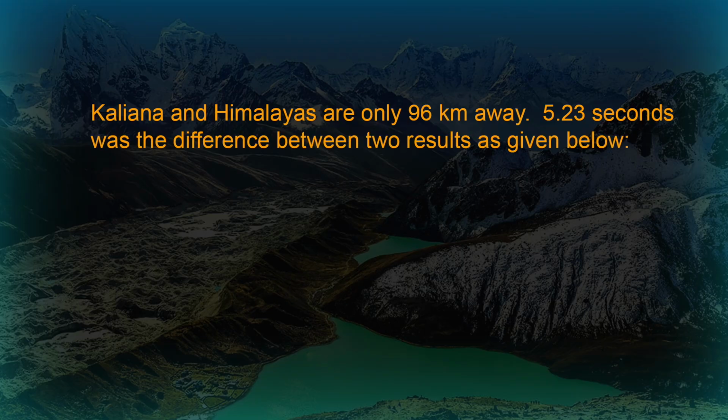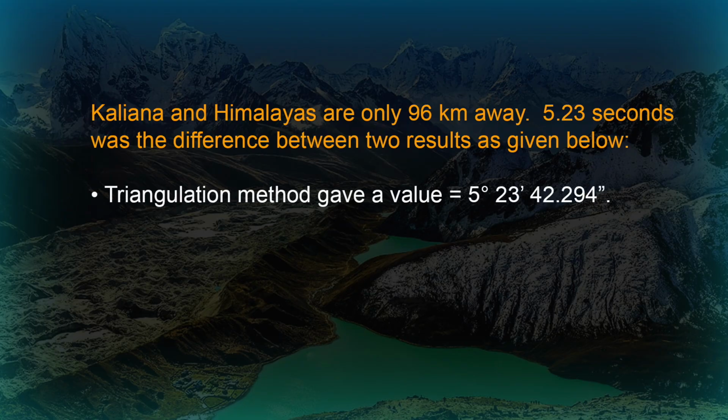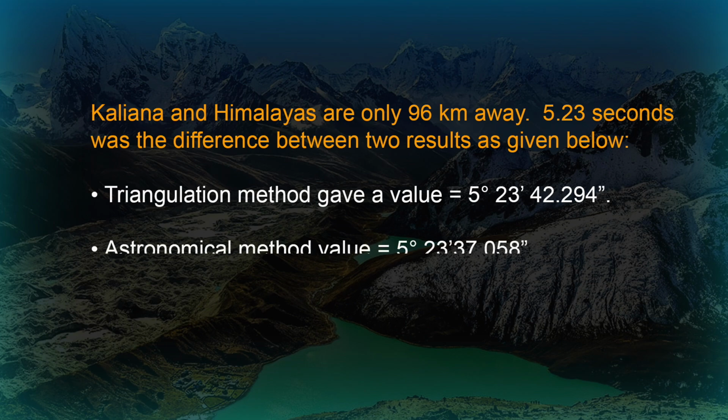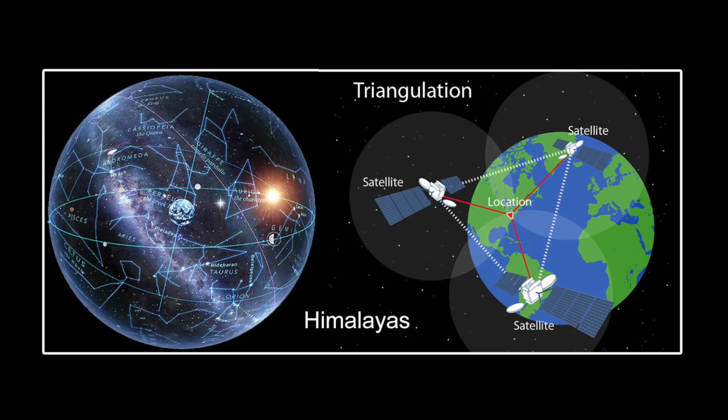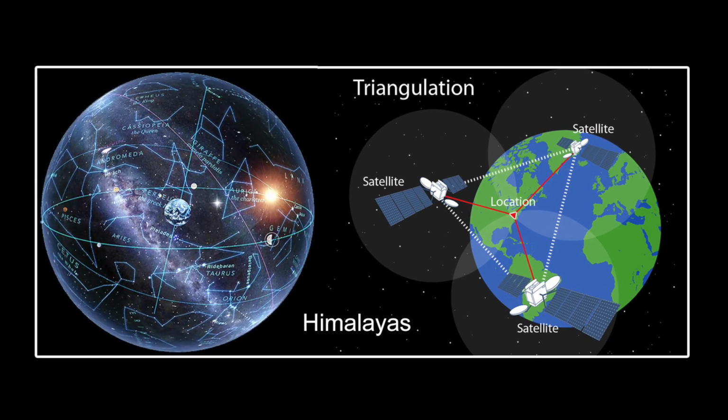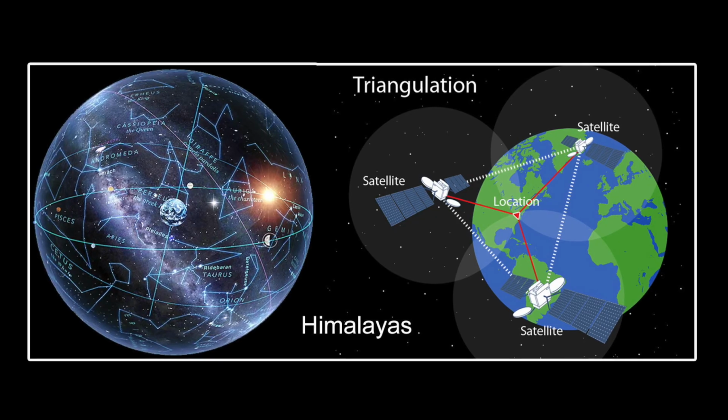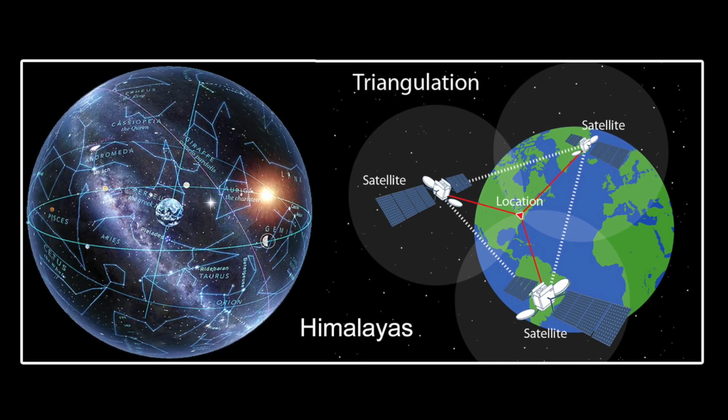The difference between the two results was 5.236 seconds. The triangulation method gave a value of 5 degrees 23 minutes 42 seconds, while the astronomical method gave 5 degrees 23 minutes 37 seconds. Astronomical latitudes, based on plumb bobs and the stars, differed from those measured by triangulation, especially near the Himalayas.